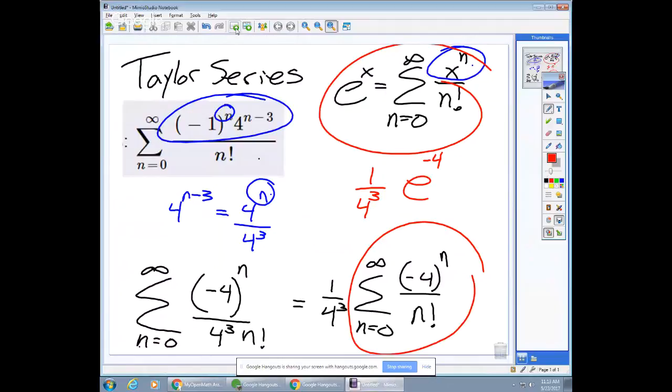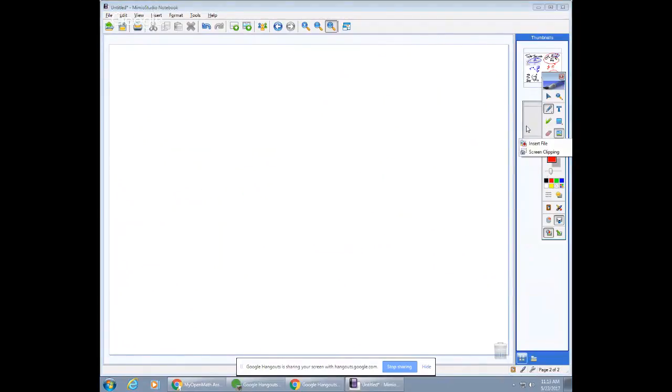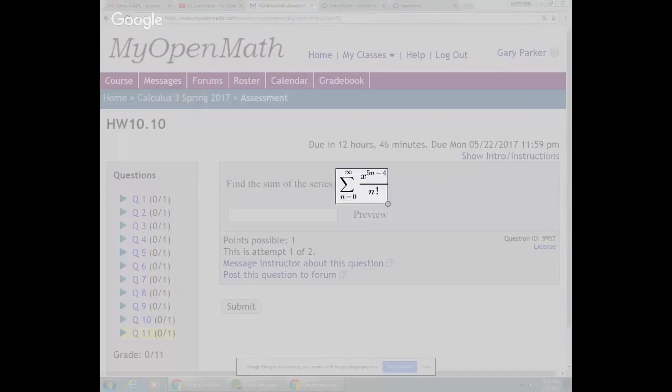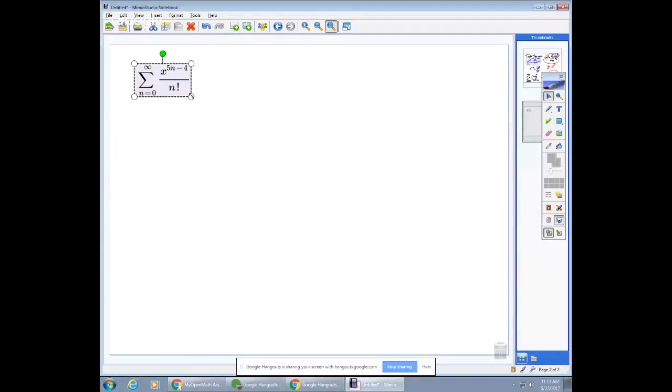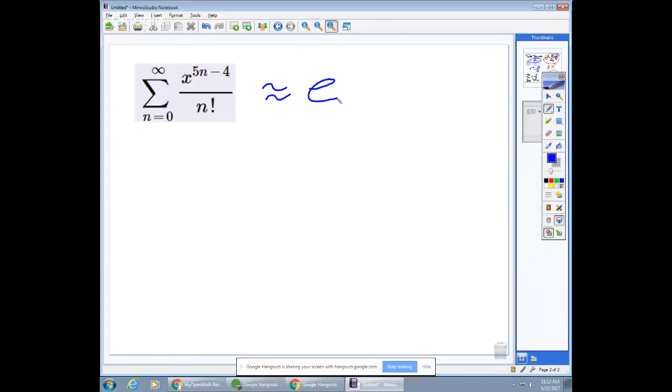Let me get a new screen and clip it. Oh, clip it. There you go. All right, so now we just have to manipulate it until it looks like e to the x. Kind of similar to last time. I'm going to just look at the numerator for now, because this is something like e to the x, and there might be something else outside. So x to the 5n minus 4 can be rewritten as x to the 5n over x to the 4th, right?